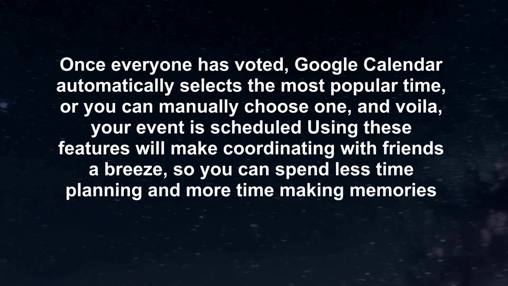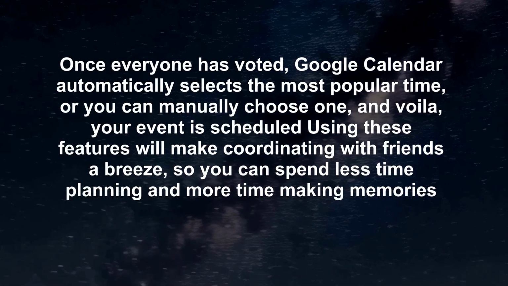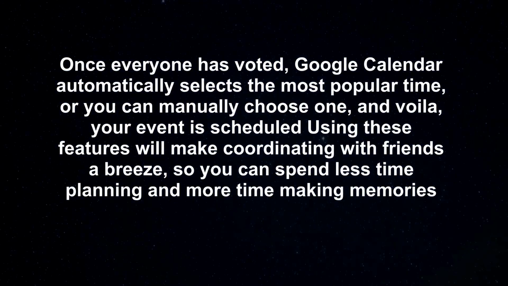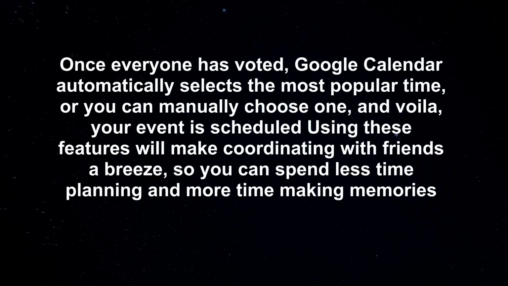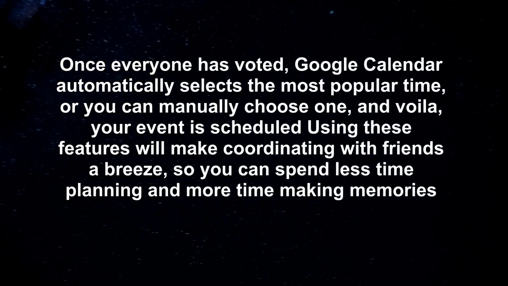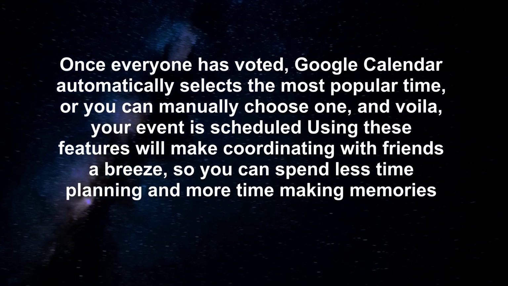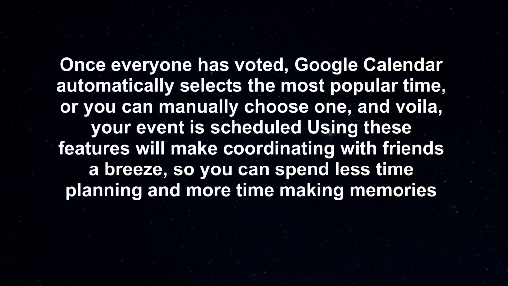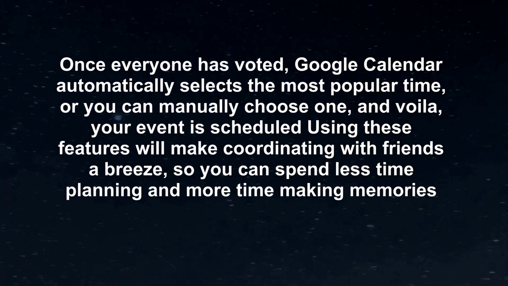Once everyone has voted, Google Calendar automatically selects the most popular time. Or you can manually choose one, and voila! Your event is scheduled. Using these features will make coordinating with friends a breeze, so you can spend less time planning and more time making memories.